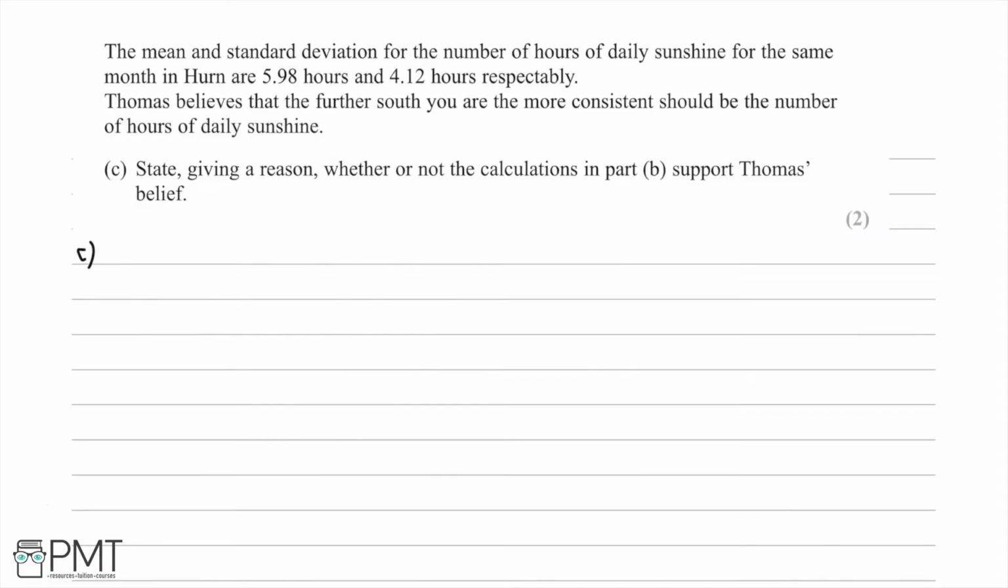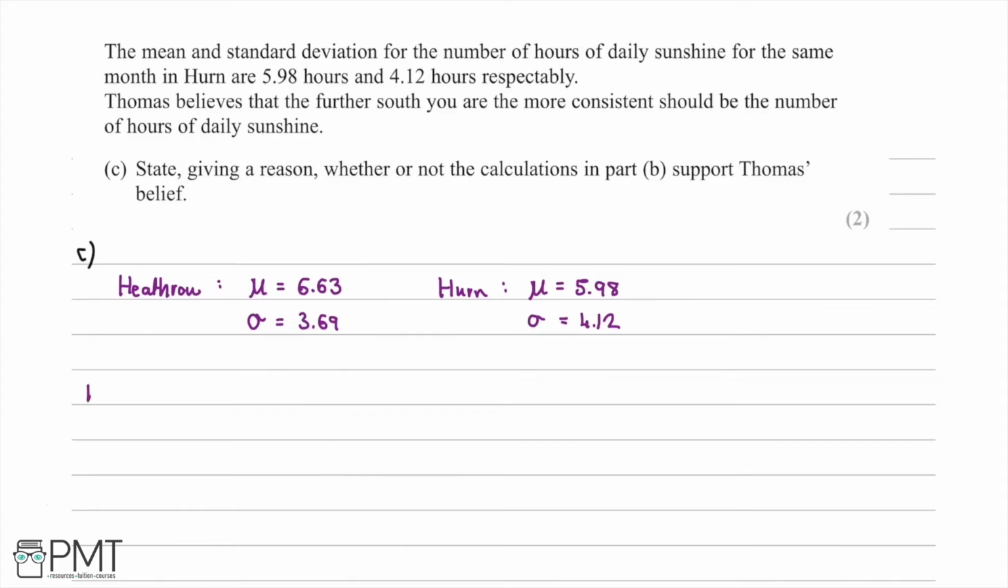So we need to take into account what information we have already. So we have for Heathrow that the mean, which we'll denote by mu, is equal to 6.63, and the standard deviation, denoted by sigma, is equal to 3.69. And then we're given further information here for Hurn, and we have that the mean mu is equal to 5.98, and the standard deviation is equal to 4.12. So we're told that Thomas thinks the further south you are, then the standard deviation should be lower. So we're told that Thomas believes that the further south you are, the more consistent should be the number of hours of sunshine.